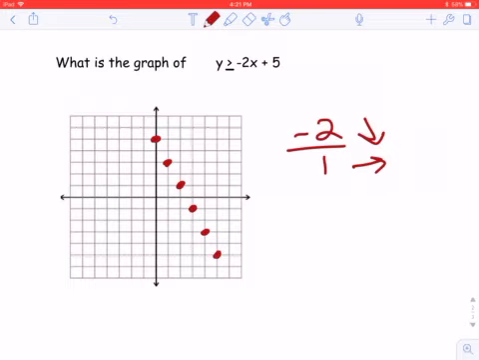This linear inequality has a line below it, so that means that every point along this line is a solution. So then I'm going to use a solid line to connect these points.